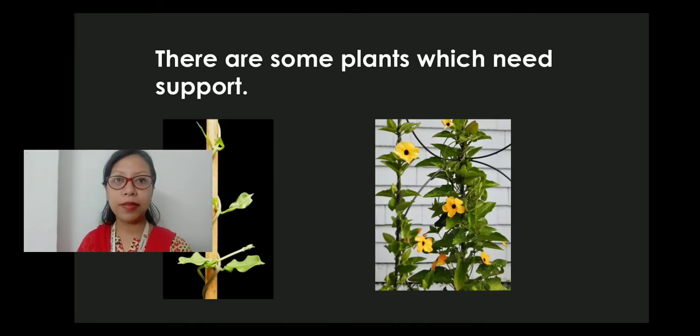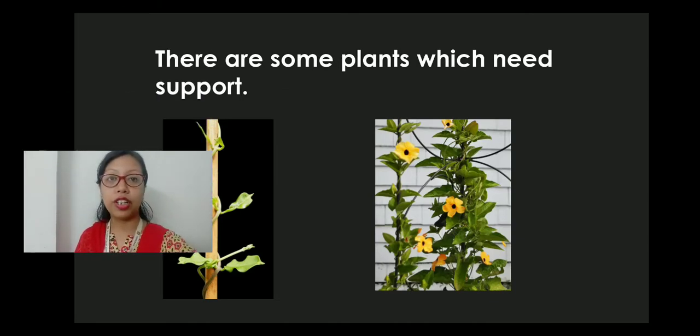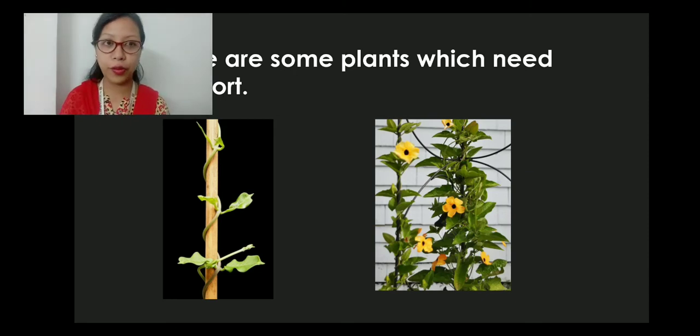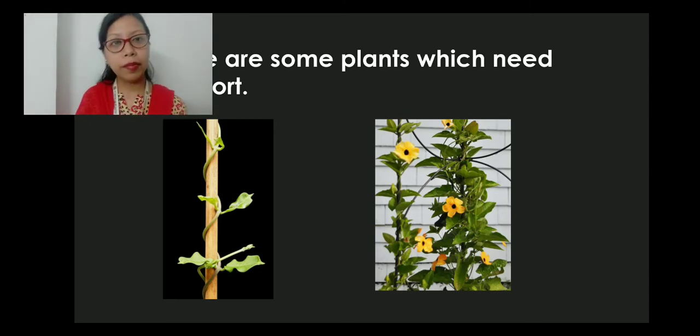Then there are some plants which need support. Support means they cannot stand on their own. So they need either another plant, a wall, or a bamboo or a stick, so that they can grow. As you're looking on the screen, these are some plants where bamboo has been stuck, right? A bamboo or a stick has been put there and the plant grows with the help of that stick. So these are some of the plants that need support.